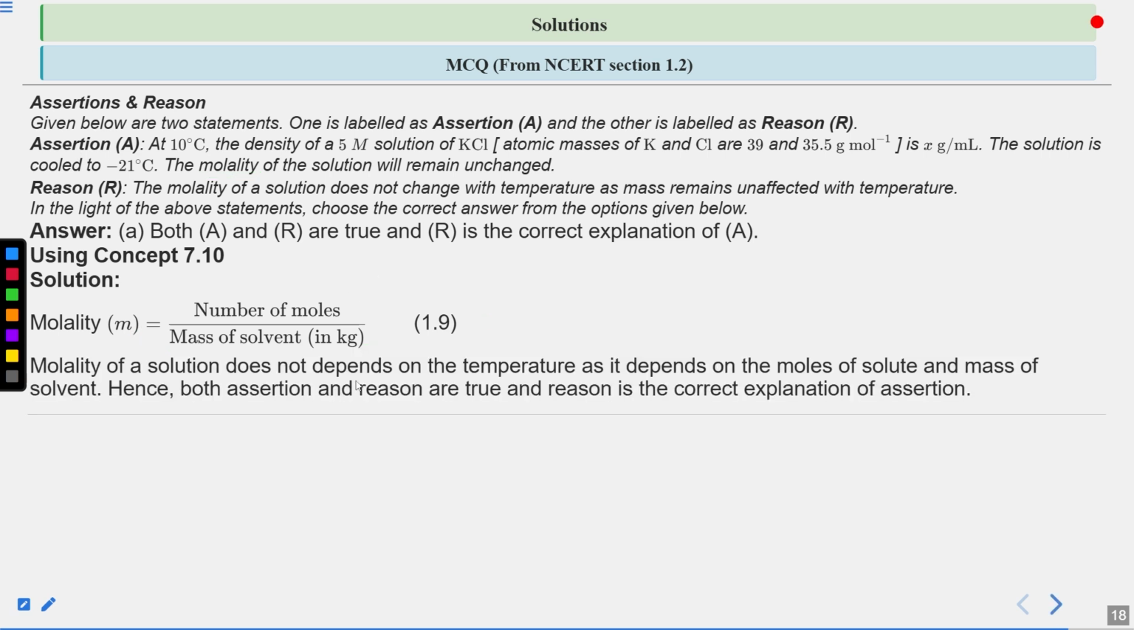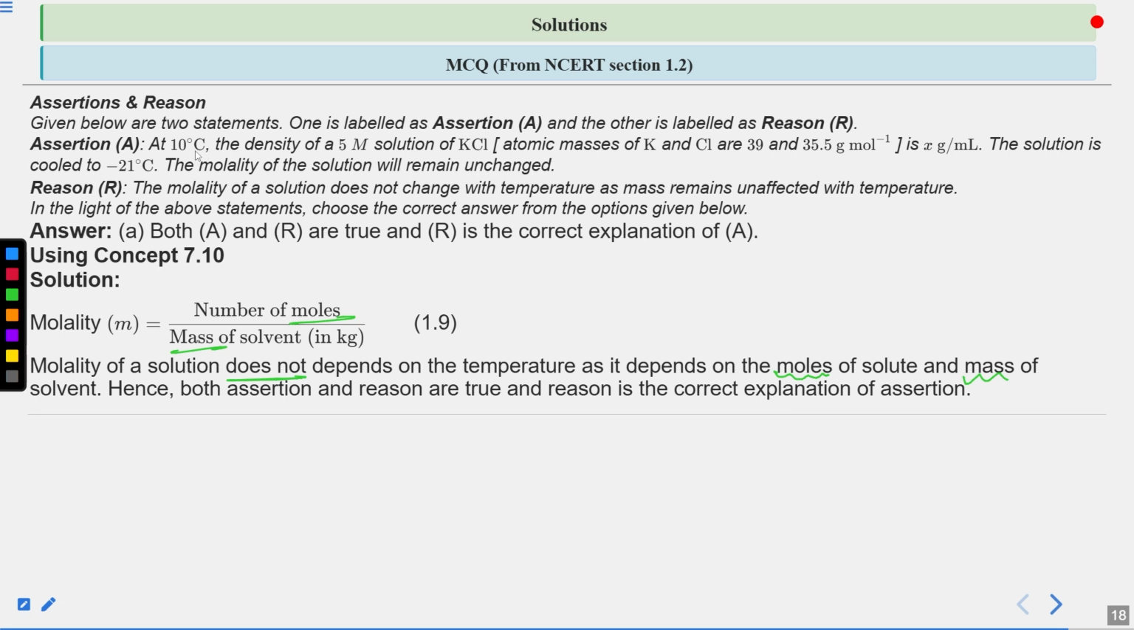Molality of a solution does not depend on the temperature. Why? As it depends on the moles of the solute and the mass of the solvent. Okay, moles of the solute and the mass of the solvent. Hence, both assertion and reason are true, and reason is the correct explanation of assertion.